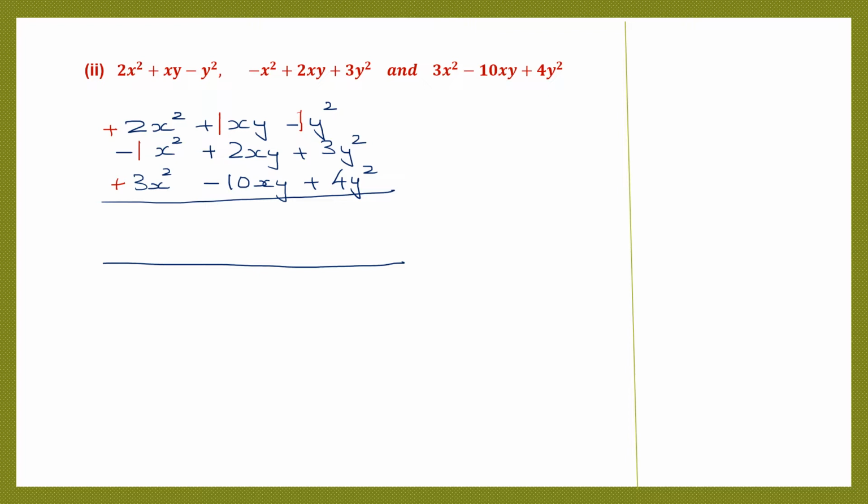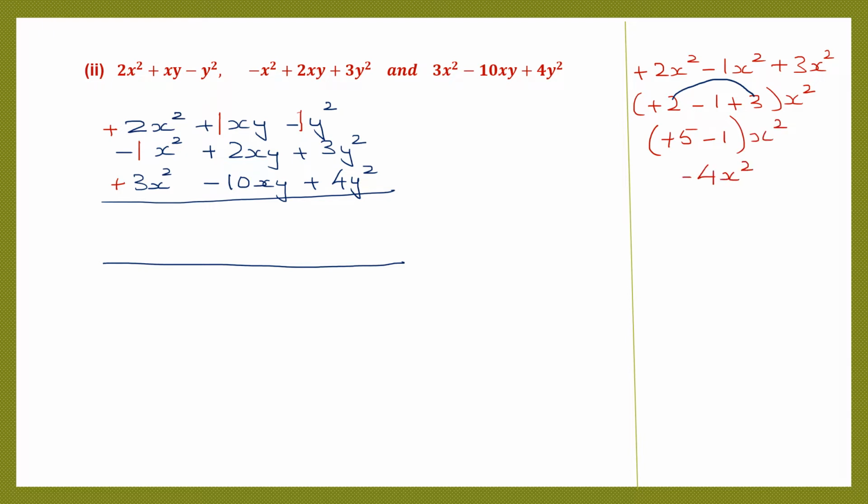So let's take only the x squares to the working column. Plus 2x square minus 1x square plus 3x square. Let's take only the numbers. Plus 2 minus 1 plus 3x square. Add the numbers with a plus sign. 2 plus 3. So we get 2 plus 3 is plus 5 minus 1x square. 5 minus 1 is 4x square. So we have found the x square column plus 4x square.